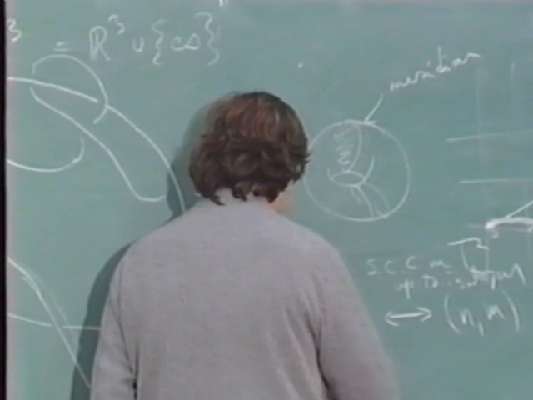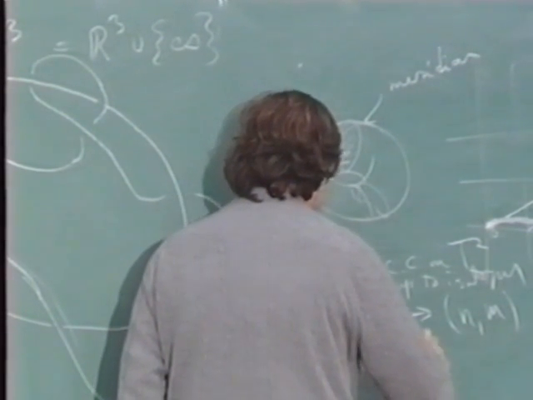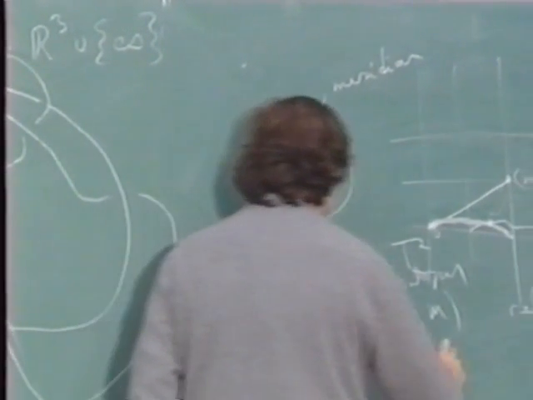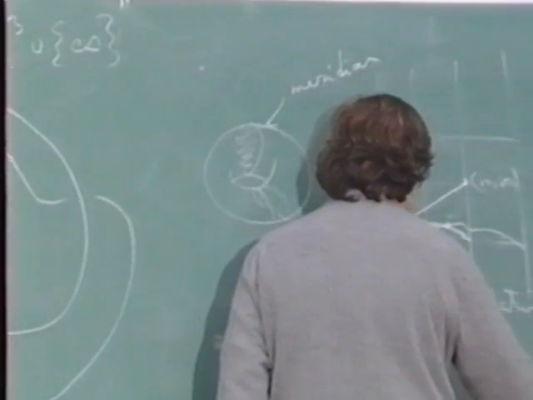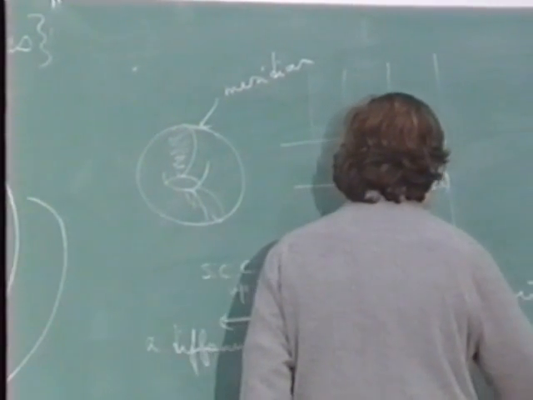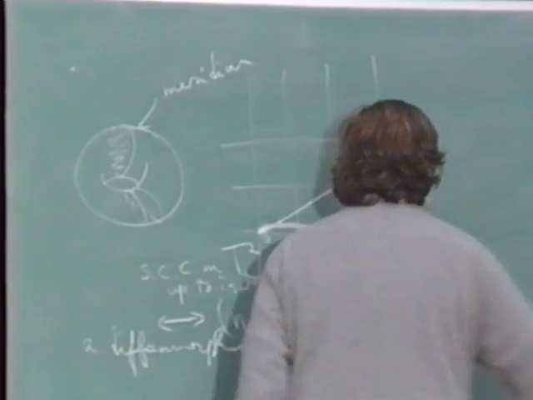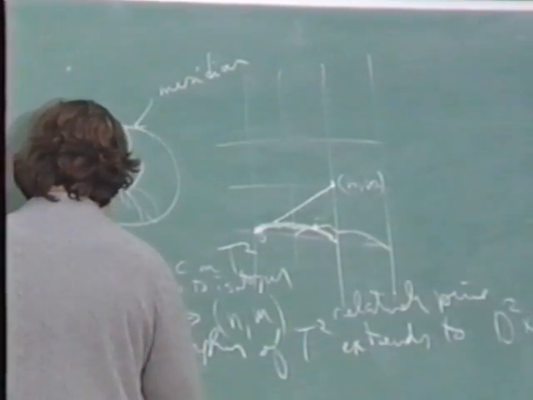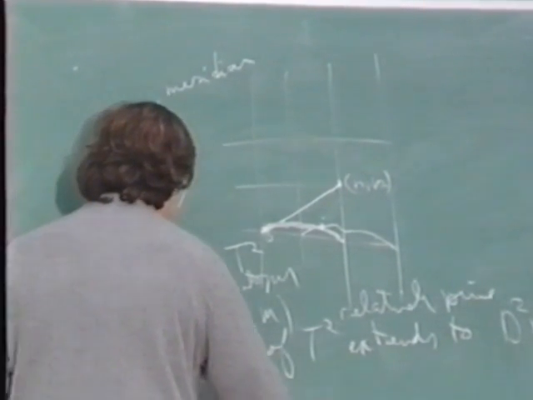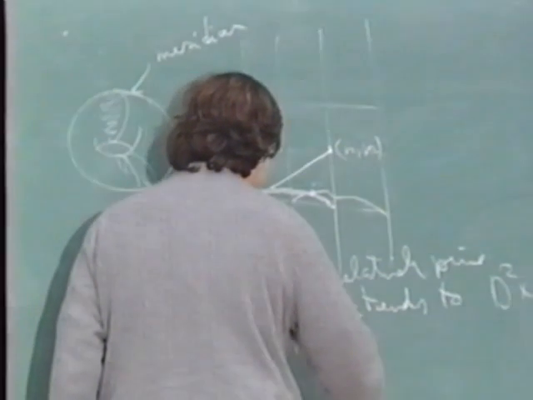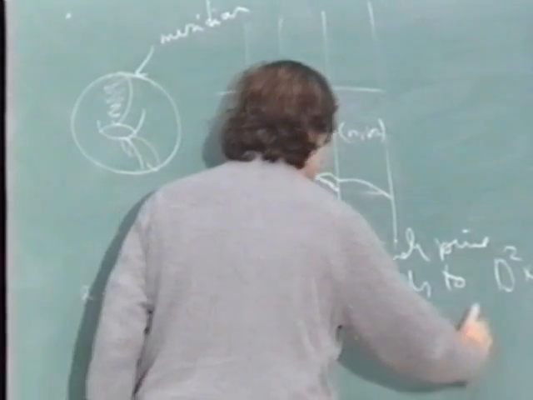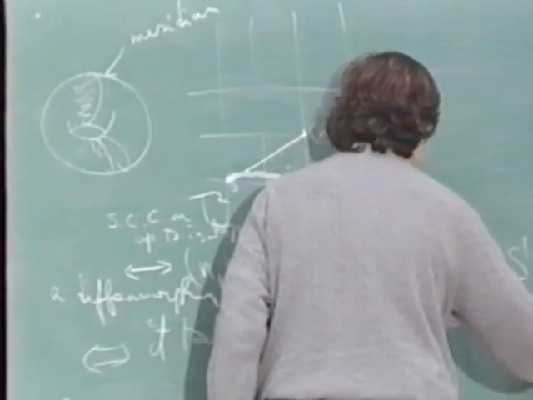So a diffeomorphism of T2 extends to D2 cross S1, the solid torus, if and only if it takes the 1, 0 curve to plus or minus 1, 0.